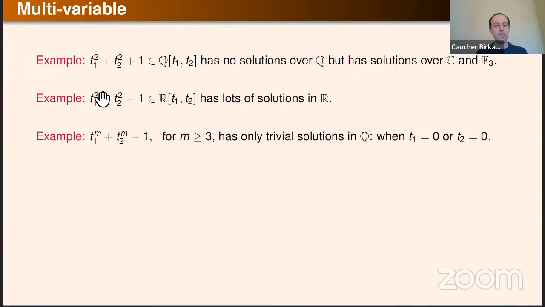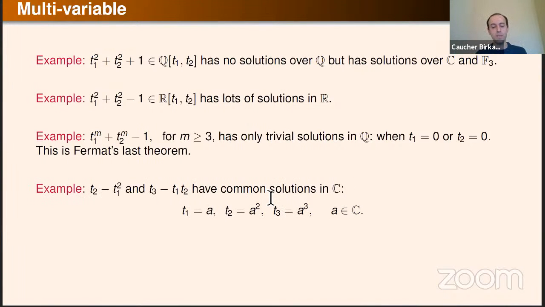But if we now replace these 2 here with m, we have t1 to the m plus t2 to the m minus 1. For m at least 3, this has only trivial solutions in Q. That means that any solution will either have t1 equal to 0 or t2 equal to 0. As you know, this is the statement of Fermat's last theorem. So even this very simple, innocent-looking equation can give you hundreds of years of work. And that's the great thing about algebraic geometry. Simple equations can lead to really deep and difficult mathematics.